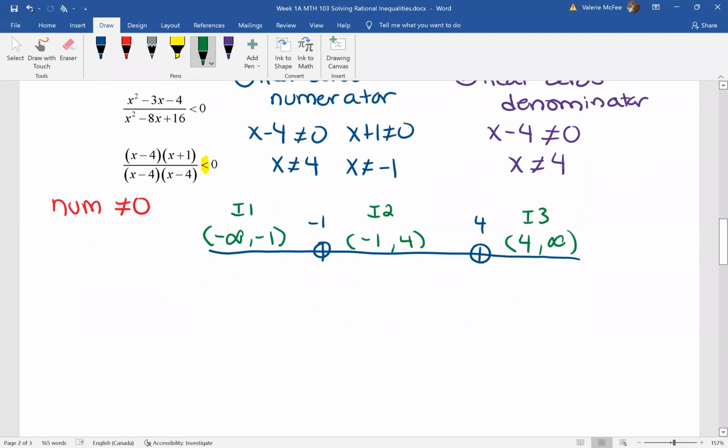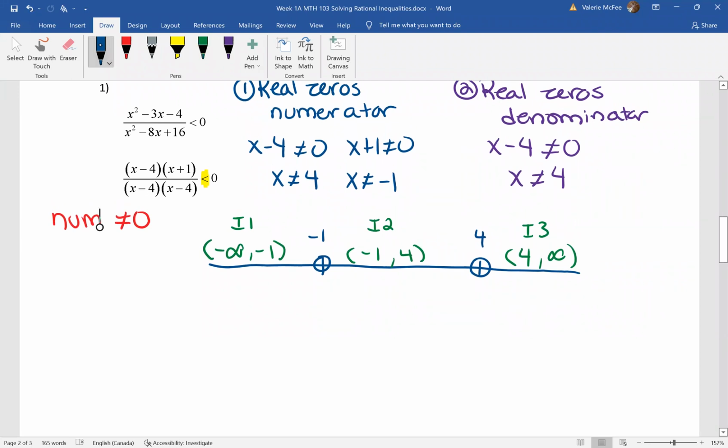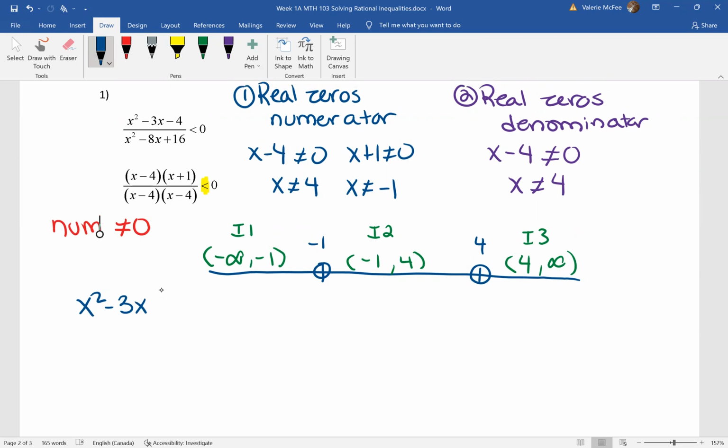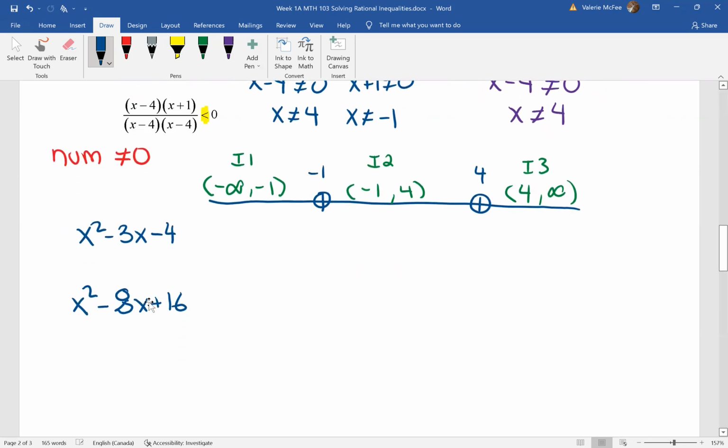We said down the right, we wanted to put our numerator, x squared minus 3x minus 4, and our denominator, and instead of writing the whole thing out again, I'm just going to say this is my rational expression, the r of x. Now remember the 5th step. In the 5th step, we had to choose a value for x in each interval. So in the first interval, I'm going to let x equal -2.